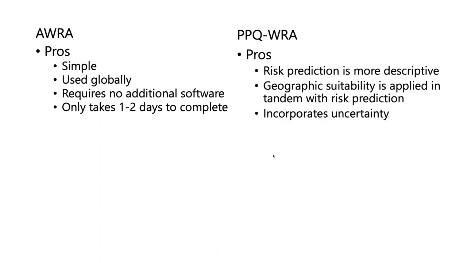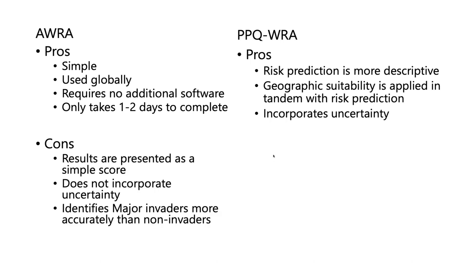So the pros for the Australian model is that it's simple. It's widely used across the globe. It does require no additional software, and it only takes a day or two to complete. I think the estimate, if you get really good at it, is about 8 hours. PPQWRA has a risk prediction that's more descriptive, and it does incorporate that uncertainty.